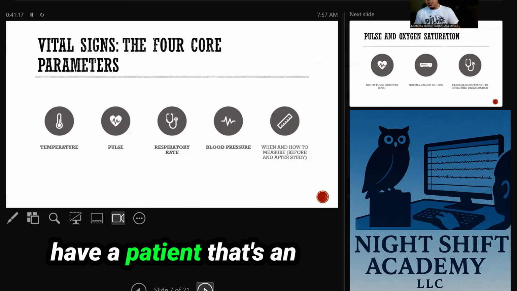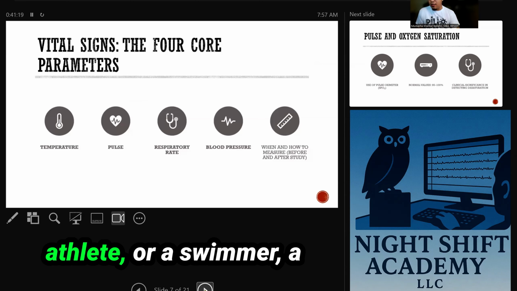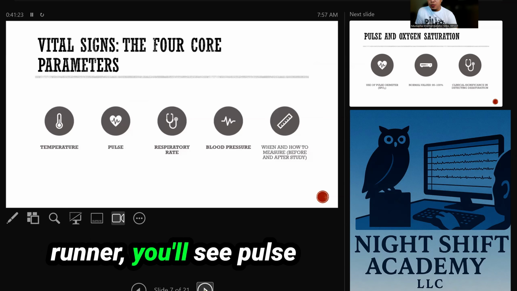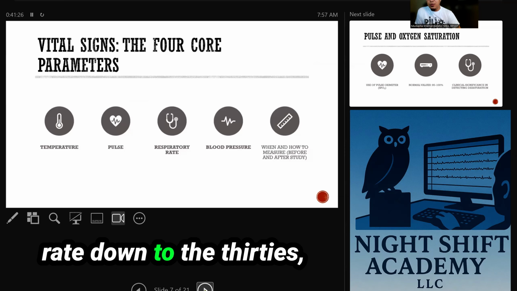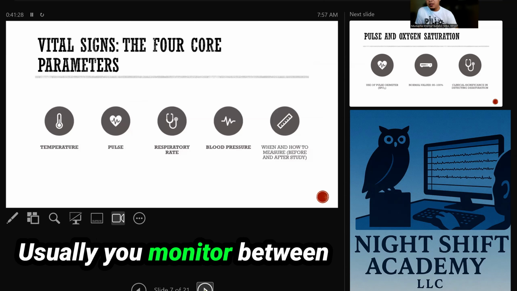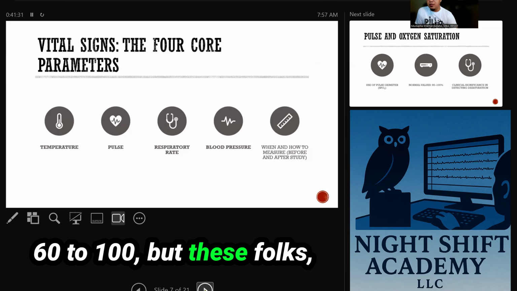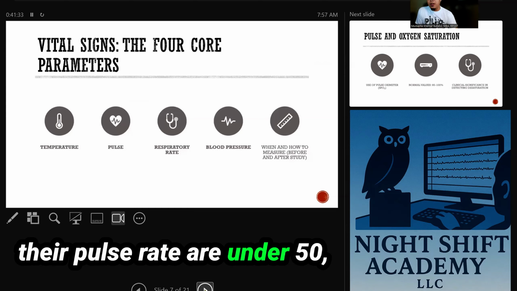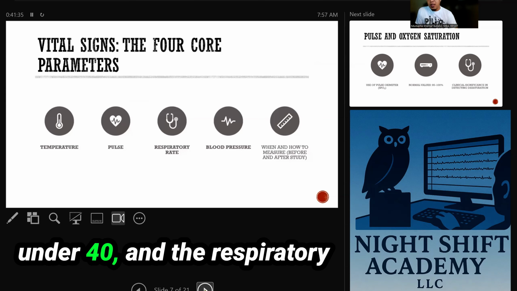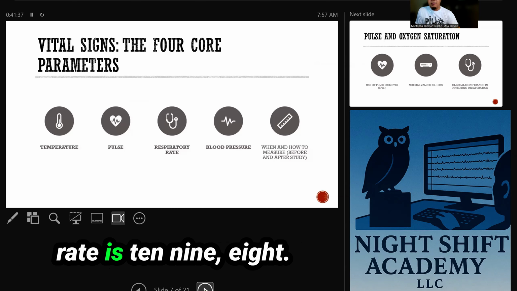If you have a patient that's an athlete, a professional athlete or a swimmer, a runner, you will see pulse rate down to the 30s. Usually you monitor between 60 to 100, but these folks, their pulse rates are under 50, under 40, and their respiratory rate is 10, 9, 8.